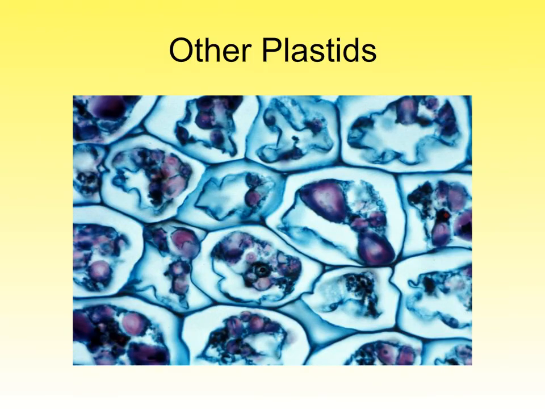And there are plastids other than chloroplasts in the plant cells. These cells are from a potato and contain amyloplasts, which store starch. The cells have been stained with iodine so that the starch can be better visualized.